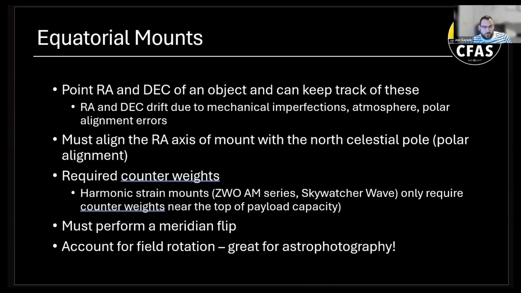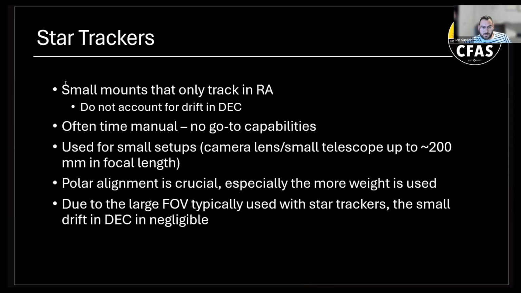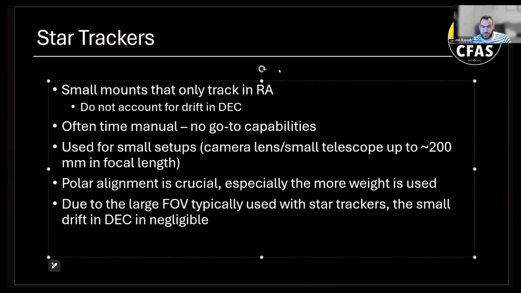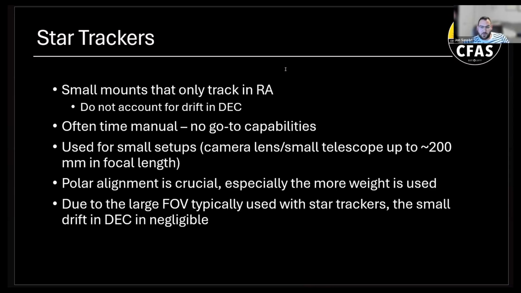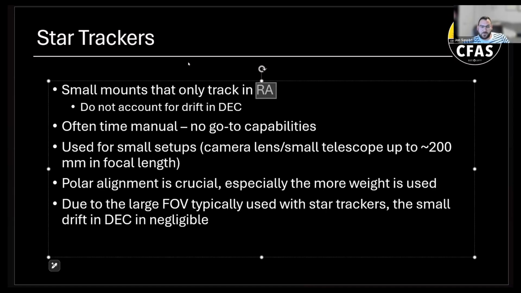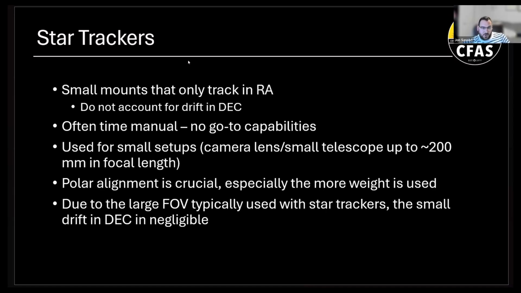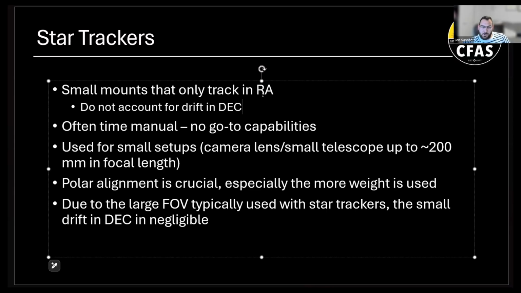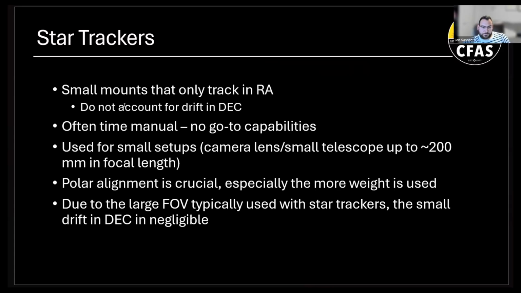And lastly, star trackers, right? These are small mounts, essentially small equatorial mounts that only track in right ascension. So they don't account for any drift in declination. And most of them are manual, where you have to point in RA and declination manually. But then they will only move in right ascension, even if they're a go-to, right?